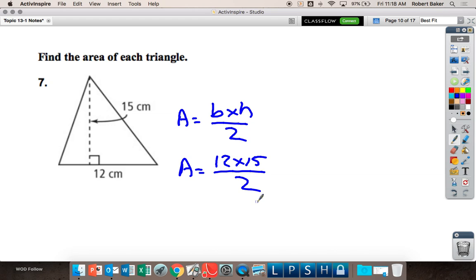Multiplication is commutative, so you can do it in any order you want. 12 divided by 2 is 6, and 6 times 15 is 90. Or 12 times 15 is 180, and 180 divided by 2 is 90. Or 15 divided by 2 is 7.5, and 7.5 times 12 is 90.